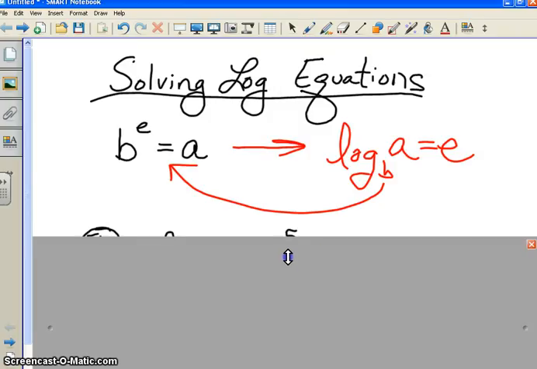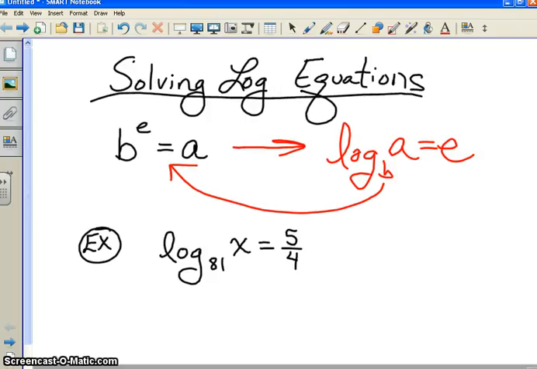So we're going to start with this equation, log base 81 of some number x is equal to 5/4. So there's a fraction in there, there's an x, but this is really quite easy. We see the log. To get rid of the log, we're going to change from base to the exponent gives me x as an answer. So 81 is the base, 5/4 is the exponent, and x is going to be our answer.